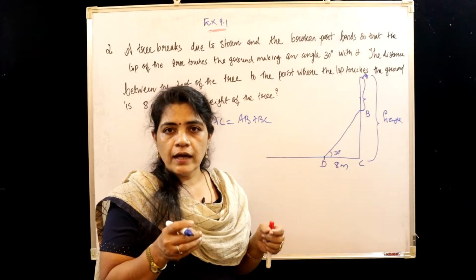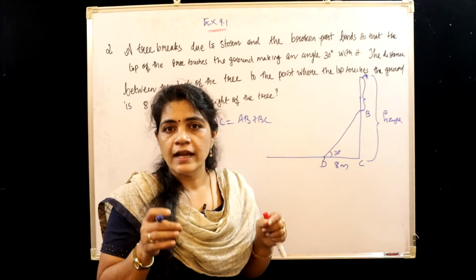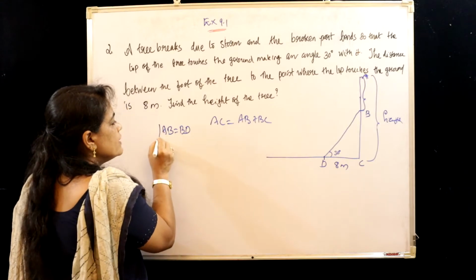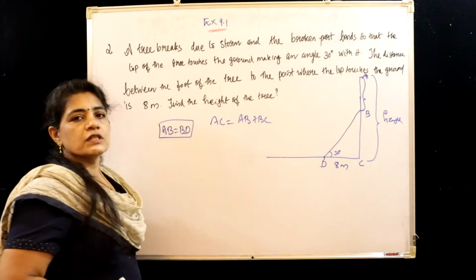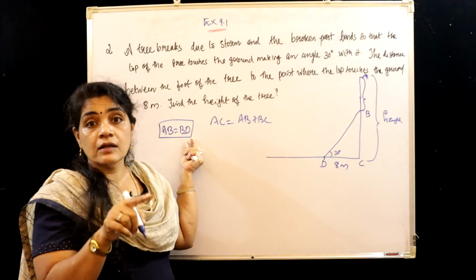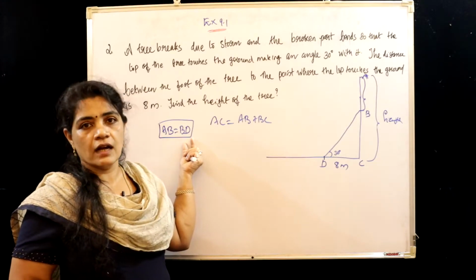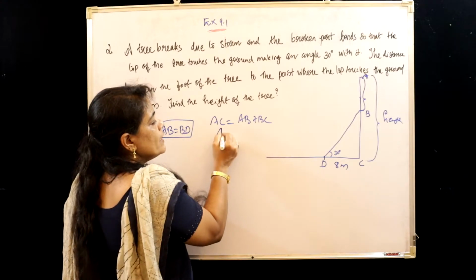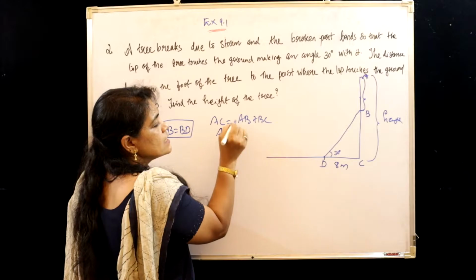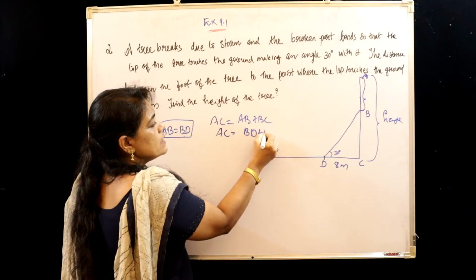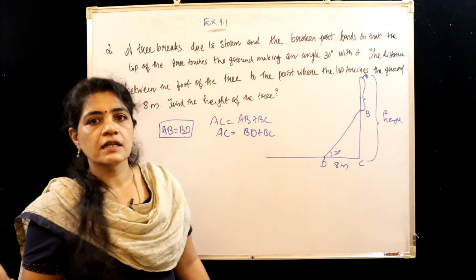Okay, we can apply trigonometry only for the right triangle. That is why here you have to write this one, that according to the question, AB equals BD, and BD is the side of a right triangle. Okay, so in order to get the height of the building, that is the height of the tree, AC equals, instead of AB, BD plus BC. That point is clear, children?